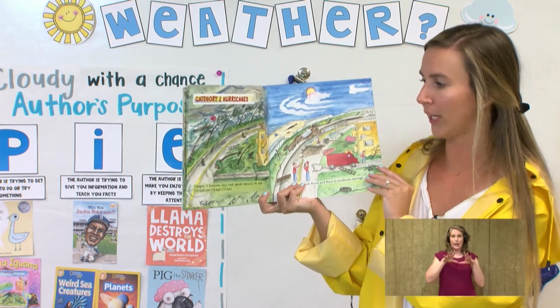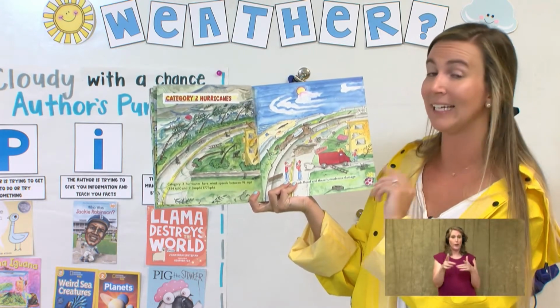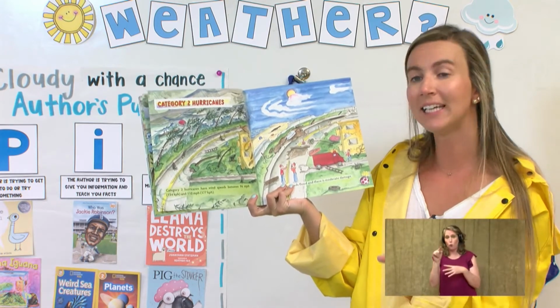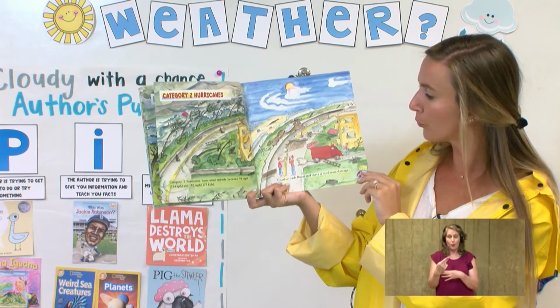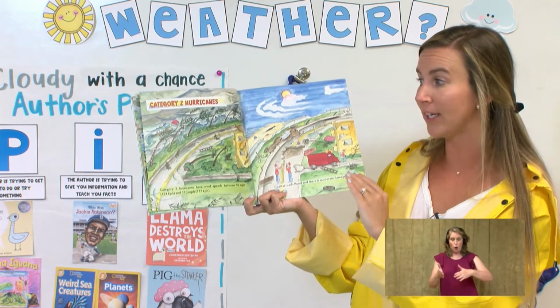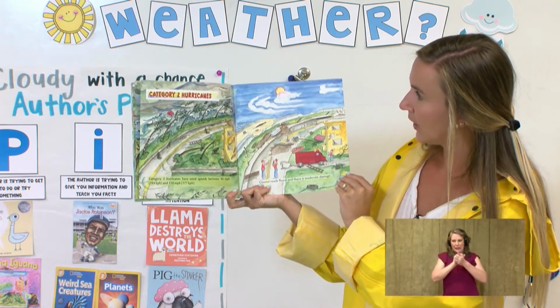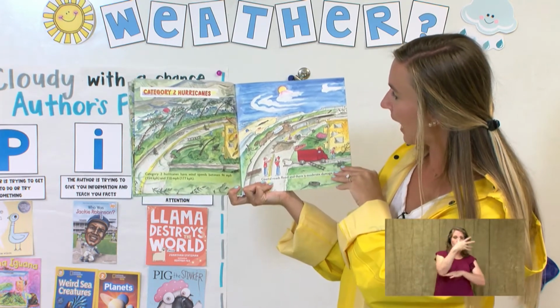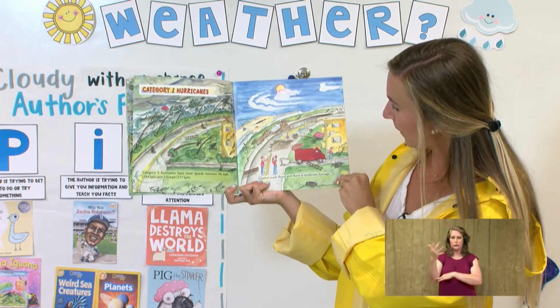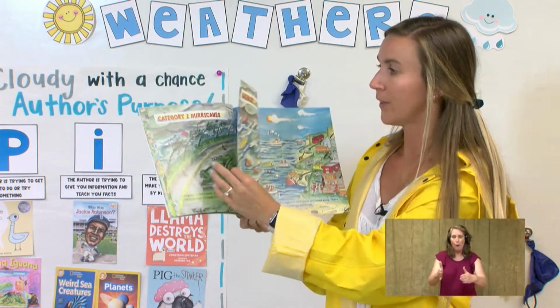Category 2 hurricanes have wind speeds between 96 and 110 miles per hour. Coastal roads flood and there is moderate damage. Okay, so we see some flooding. Oh my goodness. Still these trees are leaning sideways. Kind of did some damage to the road. So that's a category 2.